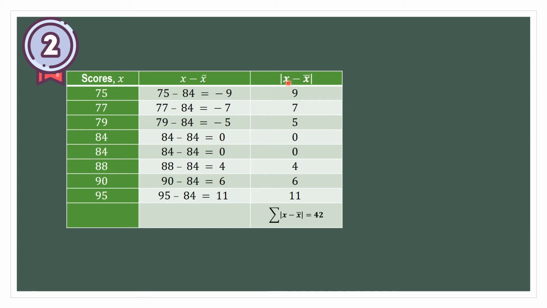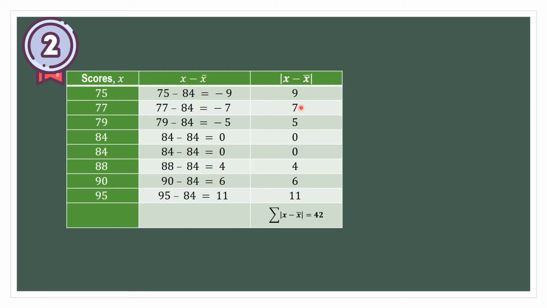Then on the third column, simply get its absolute value. It's always the positive of the given integer. So negative 9, absolute value is 9. Negative 7, 7, negative 5, 5, 0, 0, 4, 4, 6, 6, and then 11.